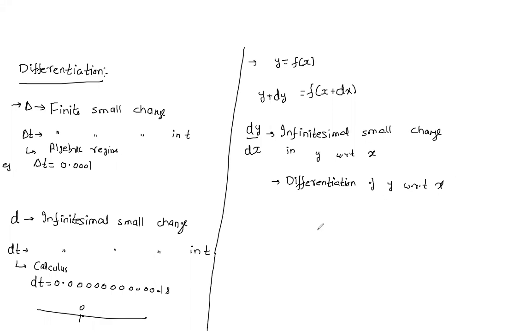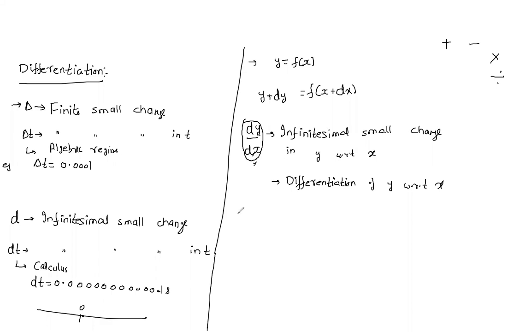Differentiation means an infinitesimal small change in one variable with respect to another, and this is how we write it mathematically. This d over dx is the symbol of differentiation, like this is the symbol of addition, subtraction, multiplication, division. That means you are differentiating y with respect to x.